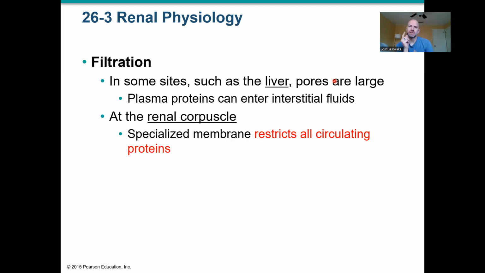In the renal corpuscle, there are specialized membranes that restrict all circulating proteins, meaning we should not lose protein in the kidney. If we're finding protein in your urine, that means that we have some compromised renal function. There's holes, there's injury, there's damage, but we should not see protein in the urine.